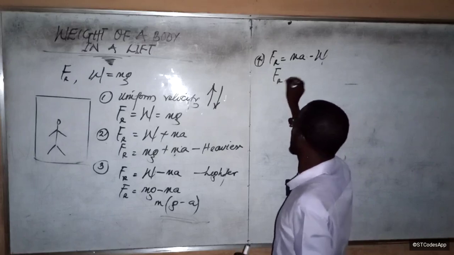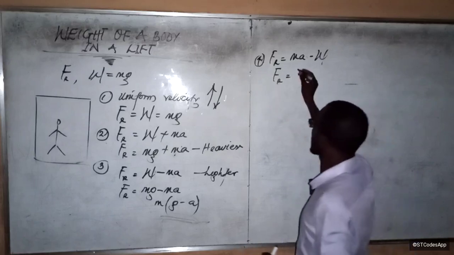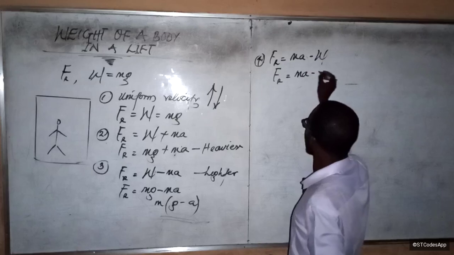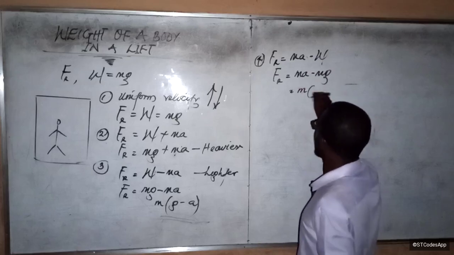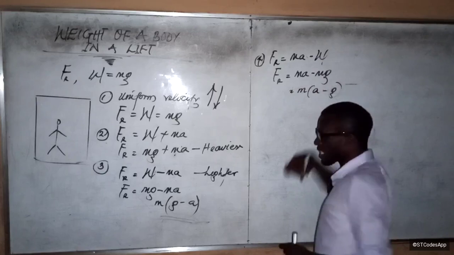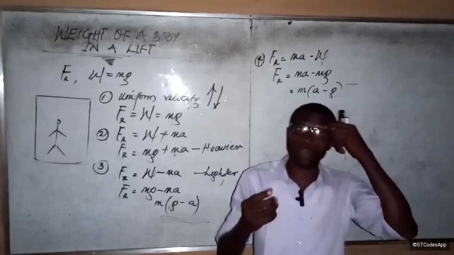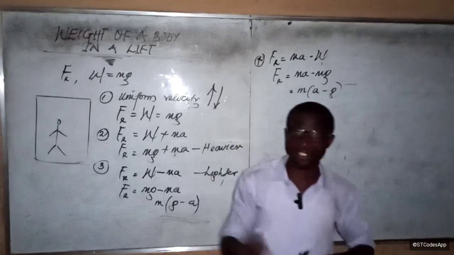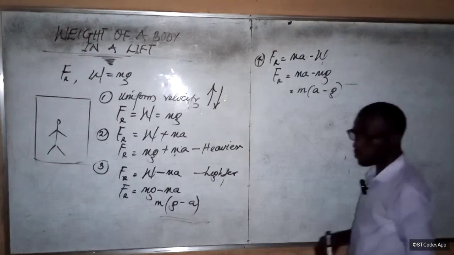So FR, remember I said is the weight recorded on the weighing scale, will be ma minus mg. Is that okay? Why? Because at this point, the acceleration by which the lift comes down is greater than that due to gravity. So you're going to have this condition, and this is the formula you are going to use.